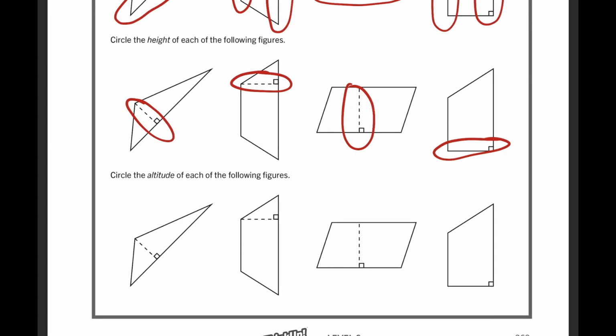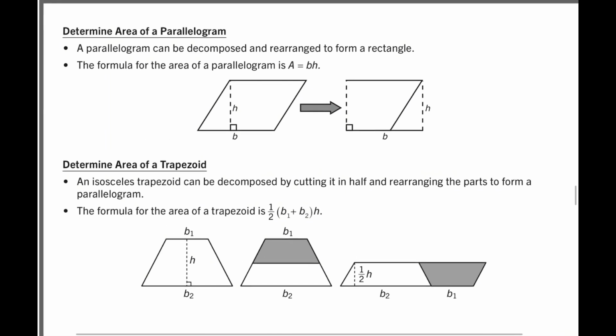Now it says to circle the altitude of the following figures. Here's the trick. Altitude and height mean the exact same thing. Altitude is my height, my height, my height, my height. Last page that we're going to talk about today.